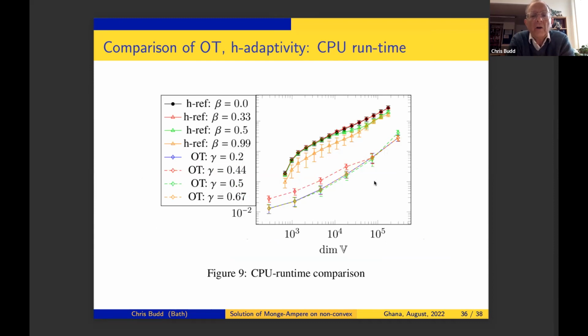And here is a comparison of the cost. Somehow we've managed to obscure the scale. I apologize for that. But the top few curves are H refinement with various scaling laws. At the bottom, we have the optimal transport Monge-Ampere refinement with various scaling laws. And the Monge-Ampere R refinement method is about 2 orders of magnitude faster than the H refinement method for producing comparable, if not better, results.